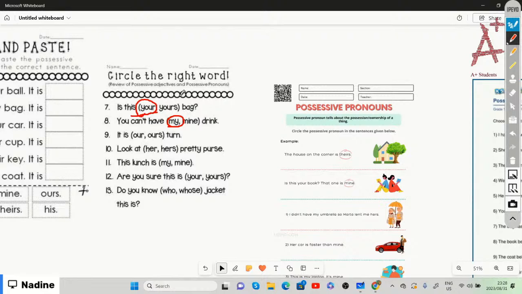All right, so if we were to choose the correct one, we can say it is our turn, not ours. It is our turn. And then number 10 says, look at her pretty purse, or look at hers pretty purse. So we need to choose the correct words within the bracket. So is it look at her pretty purse or look at hers pretty purse?